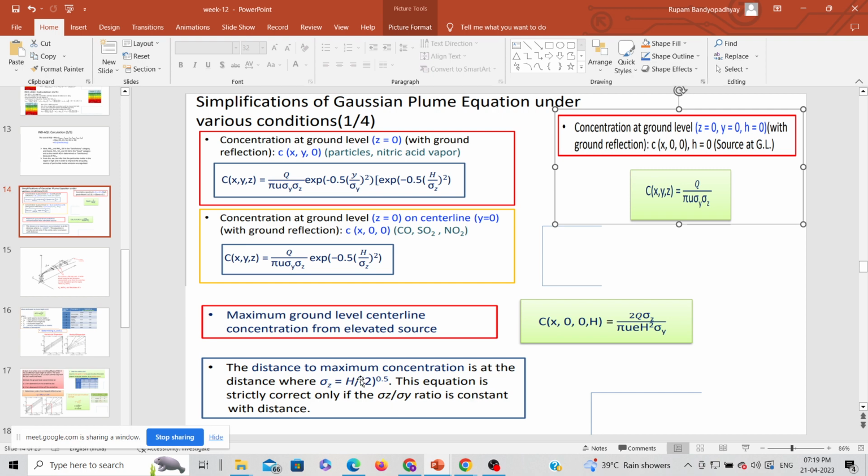If you know the maximum ground level concentration x value, which you get from this equation for this sigma z value, and using that x value you find out the sigma y value and put it in this equation, you will get the maximum ground level concentration at the center line.